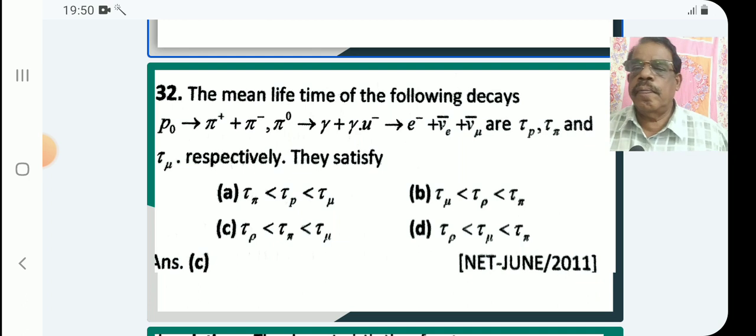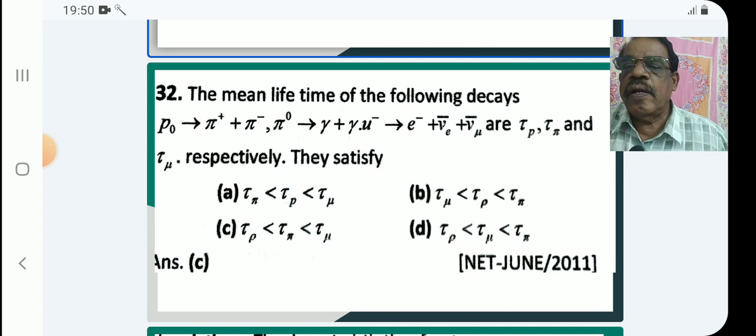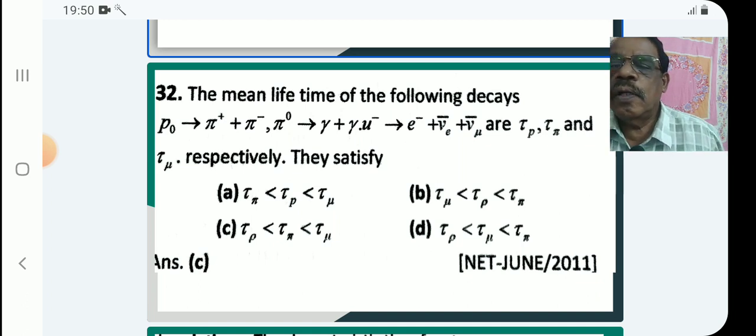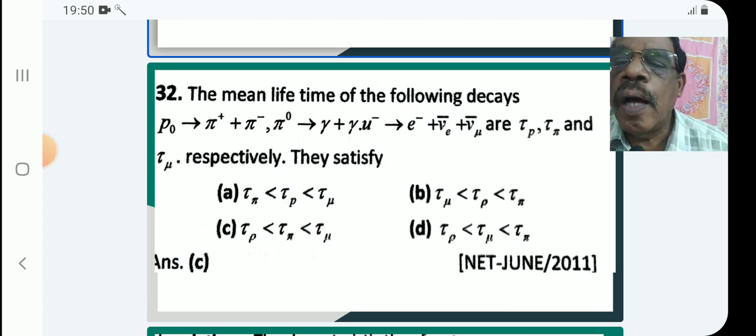Next question. The mean lifetime of the following decays. Three decays are given. One is the proton decay, P gives pi plus, pi minus, and pi 0 meson. Then pi 0 gives gamma plus gamma, two gammas.